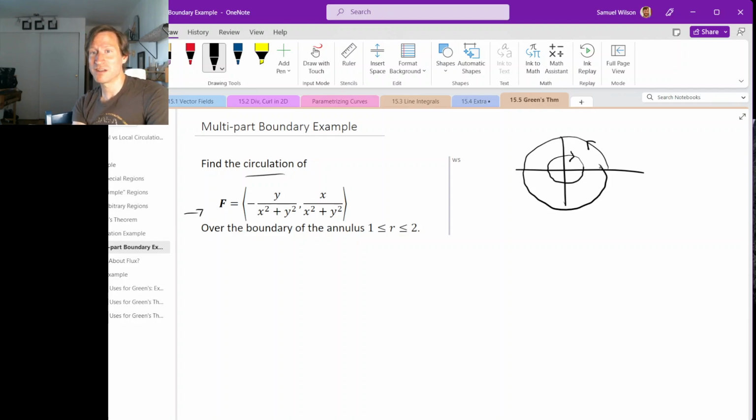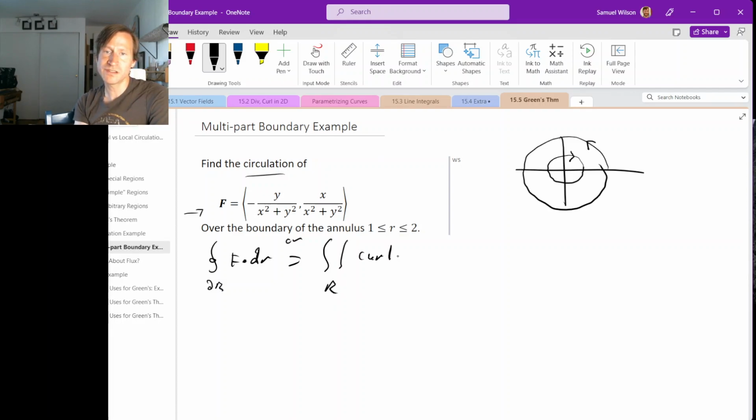Okay. Now, again, in this particular example, we could just calculate the circulation by doing two line integrals, the one around the outside and then the one around the inside. We could do that, but we should also think about what the double integral would look like. So we could do this line integral, F dot dr, or we could do the double integral over the region of the curl of F. So let's see what the curl of this vector field looks like.